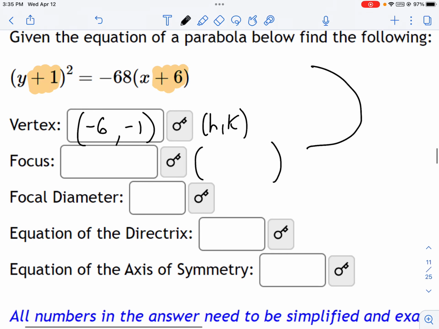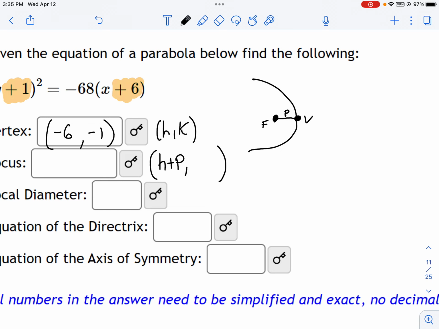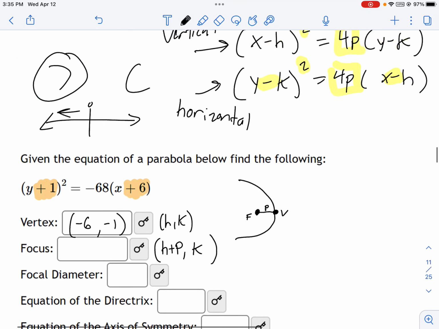Okay, now your focus, you may remember, is that point inside the direction of opening. What's cool is that it's just a p distance away from the vertex. So if that's your focus, here's your vertex. And because it's horizontal, we're going to be adding our h value to whatever we find our p value to be. And then we're not moving up or down. If you're just moving to the left, that's not going up or down. The k value stays the same.